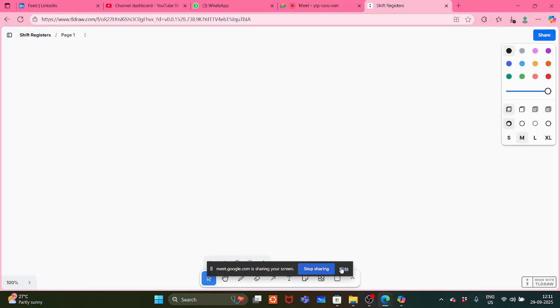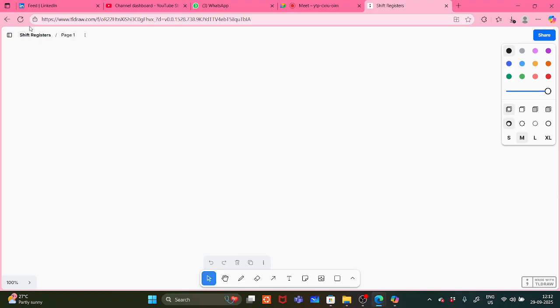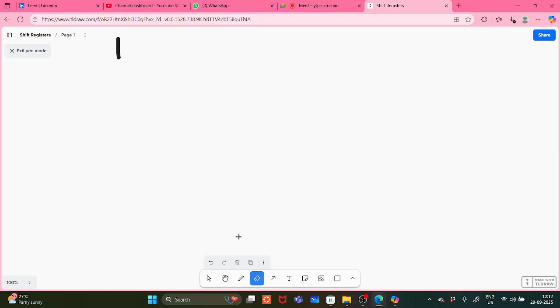In the last class, we completed the counters. So today we'll discuss shift registers. Shift registers are registers. What are registers? If you want to store some value temporarily, we'll use shift registers.